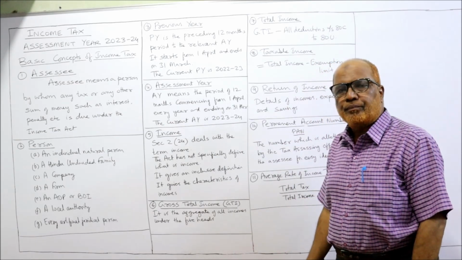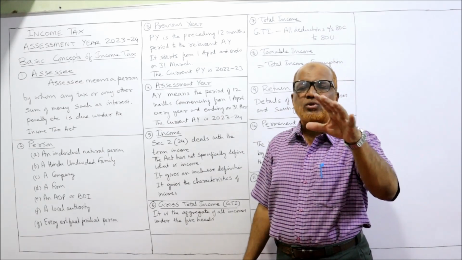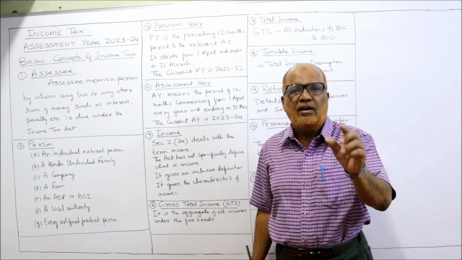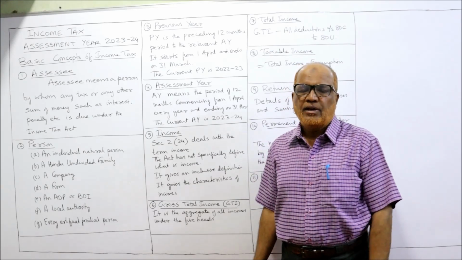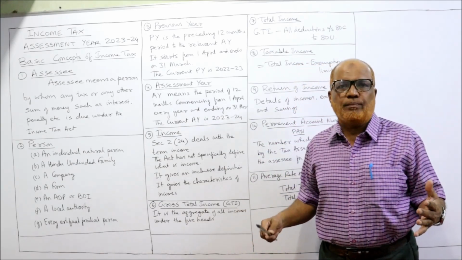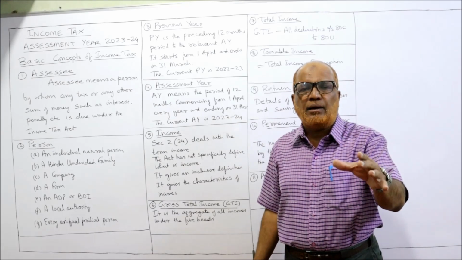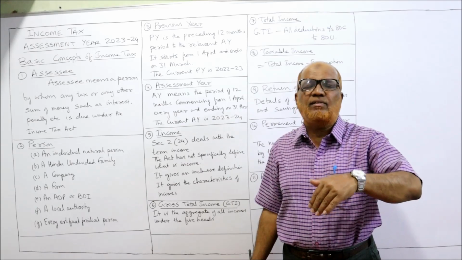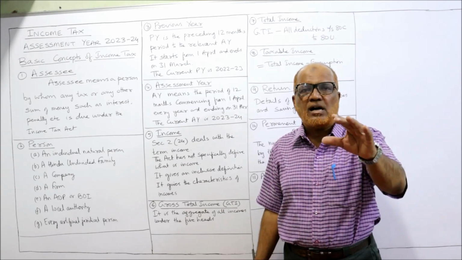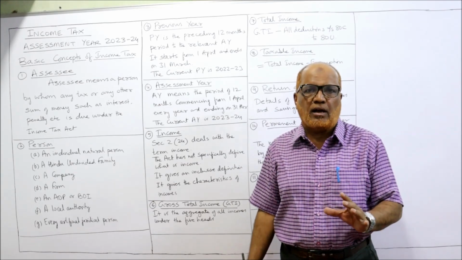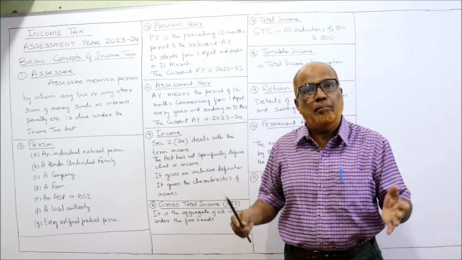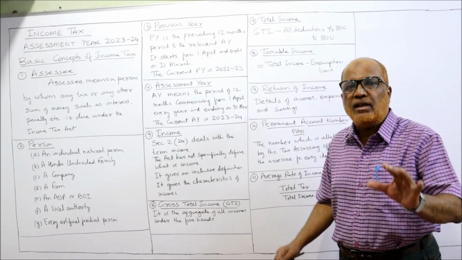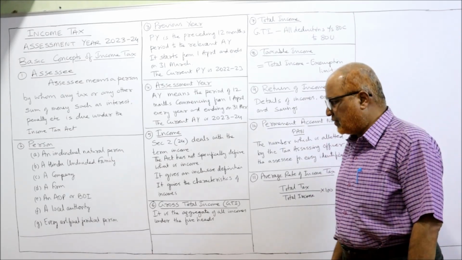Now income. Actually income tax is a tax on income, but the Income Tax Act has not specifically given a definition of income. It has given an inclusive definition. That means any item may come under income. That means the Income Tax Act has given a few examples. These are the items which may be called income. But apart from that, any other item may also be income. That is an inclusive definition. It has not given a specific exhaustive definition.